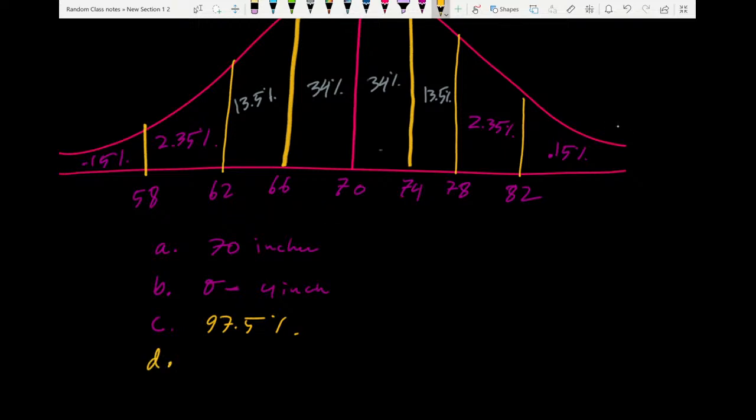For D, it's asking what percentage of the population are less than 66 inches. This is 2.5. That's 2.5, that's 14, 18%. So I'm just adding all these numbers. Any question? No? Alrighty then.